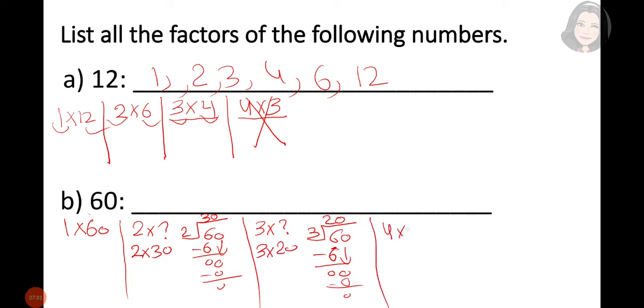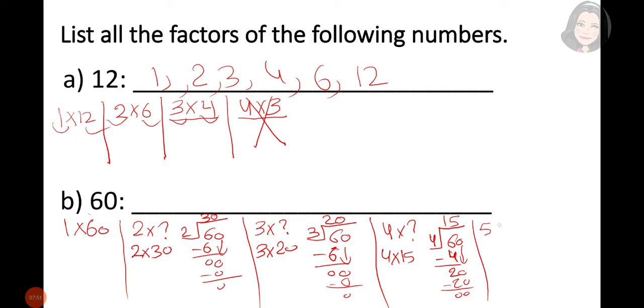Is this number divisible by 4? Let's check. If I divide the 60 by 4, 6 divided by 4 is a 1. 4, 6 minus 4 is a 2. Drop down the 0. That's a 5. And that's a 20, remainder 0, so it's 4 times 15.